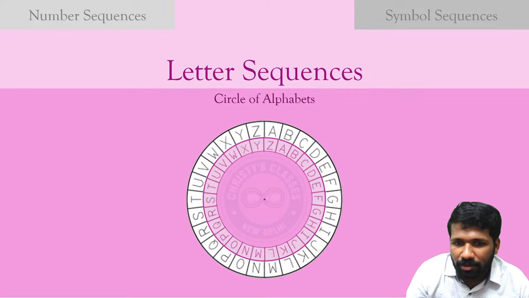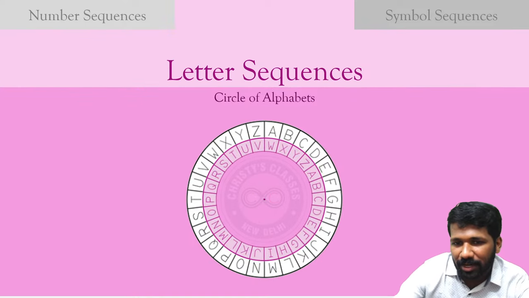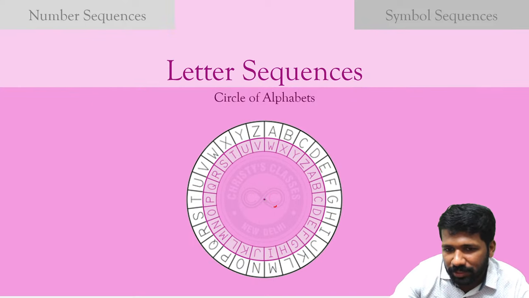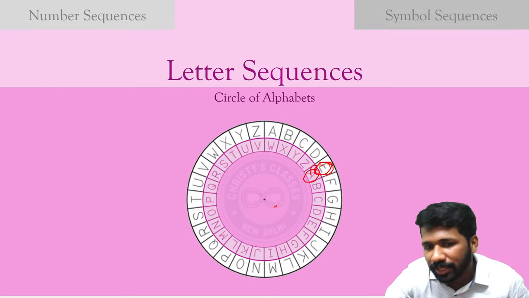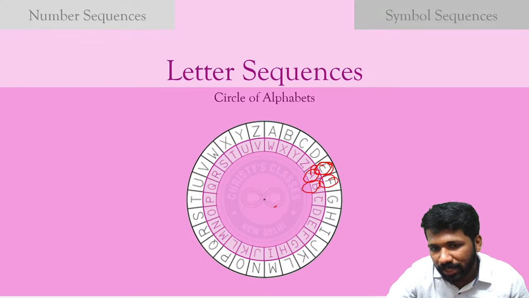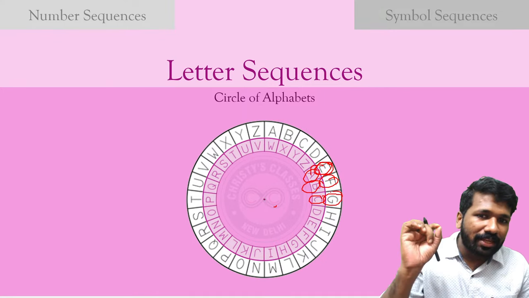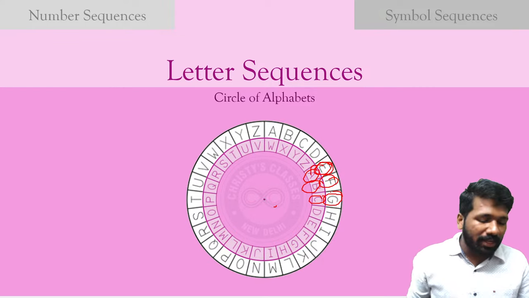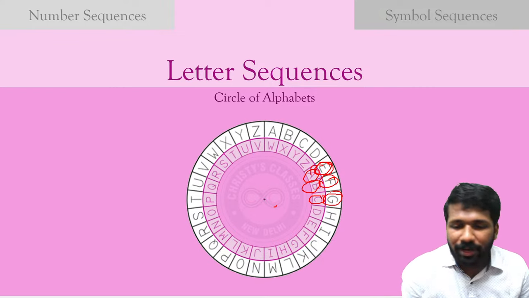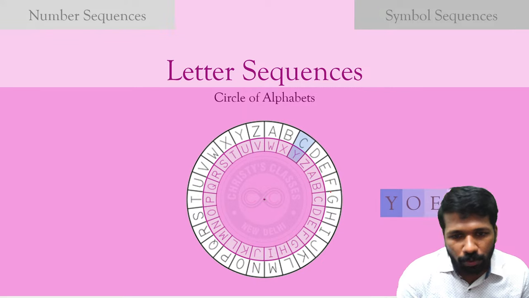For example, look at this. If I am turning the circle, A and E are equivalent. That means A plus 4 letters is E. So 4 letters are turned here. So B plus 4 is F, C plus 4 is G and so on. I am telling an example of how a letter sequence can be created, but with the questions only you will understand this better. So we will go to questions.